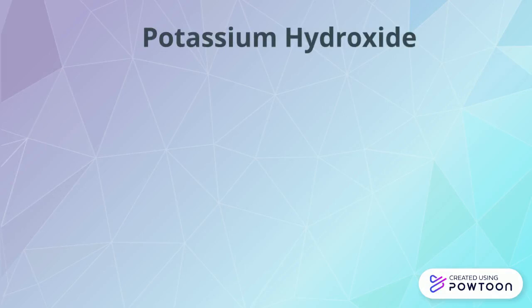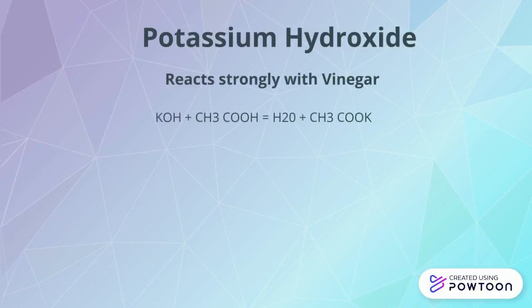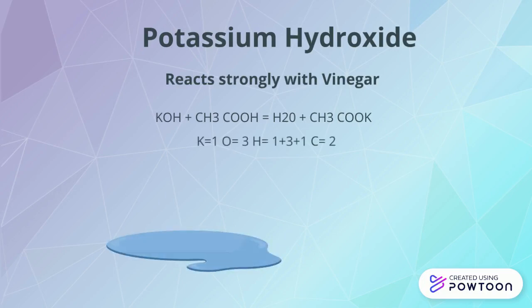Potassium hydroxide is a base which can strongly react with vinegar, an acid, and create two different compounds, H2O, or water, and potassium acetate, making this a very interesting chemical reaction.